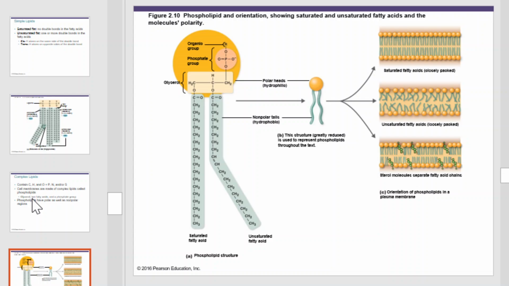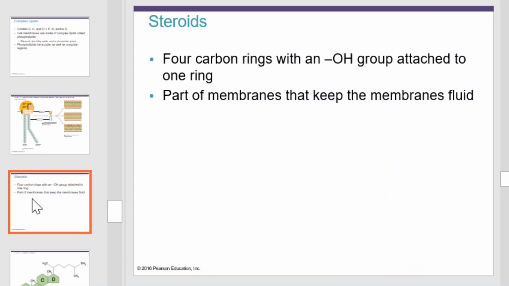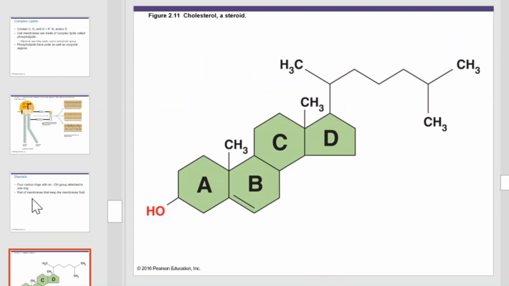When put into an aqueous solution, the polar region will seek water, and the tails, or fatty acid tails, will simply seek each other. Hence the formation of a lipid bilayer, which makes all life on Earth possible. Steroids. 4 carbon rings with an OH group attached to one of the rings is the common structure of a steroid. Steroids can be a part of membranes that keep membranes fluid. This is a picture of cholesterol, which is a steroid that helps maintain the fluidity of the common cell membrane.